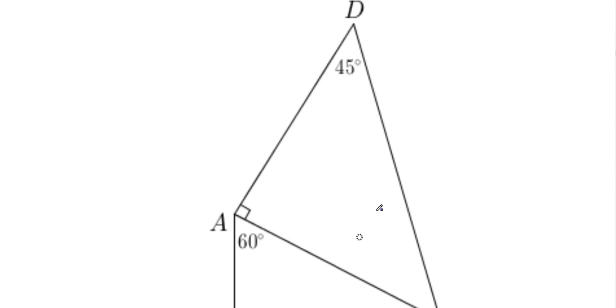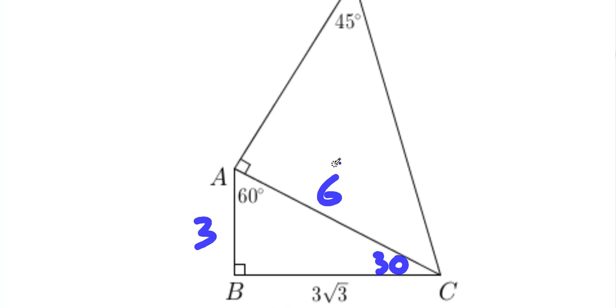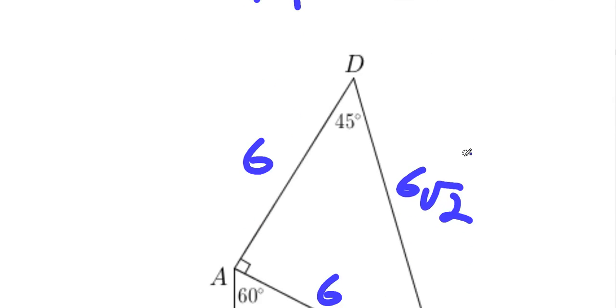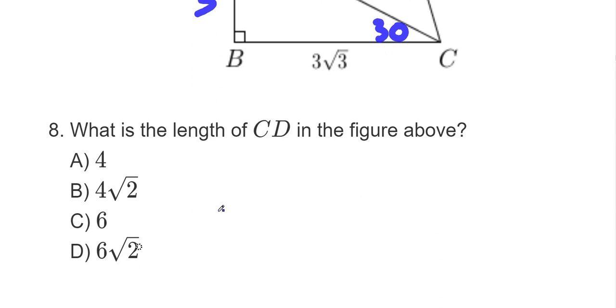All right, what is the length of CD? We want this. So this is a classic 30, 60, 90 problem. You have to know the ratios. Okay, so this is 60, this has to be 3. This is 90, this has to be double that, so this is 6. So this is now 45, 45, 90. Because this is 45, this has to be 45, so this has to be 6, and this has to be 6√2. Okay, is that what the problem asked for? Yeah, CD has to be 6√2, okay?